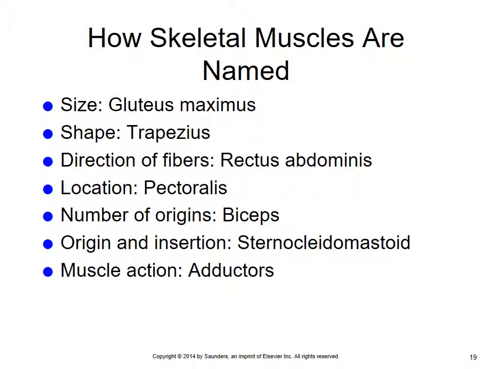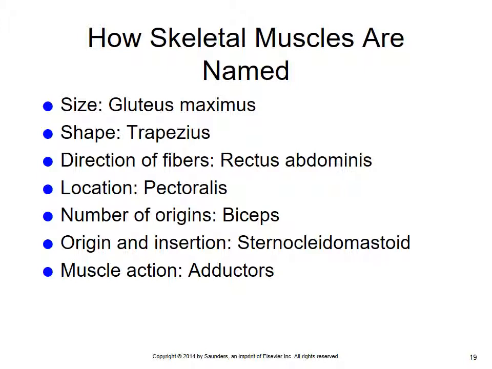Next, we'll look at how skeletal muscles are named. So terms such as vastus, maximus, and longus indicate size. And you see the example here for size is the gluteus maximus. Also, terms such as deltoid, latissimus, and trapezius indicate shape. So you know that the trapezius muscle is trapezoid shaped.